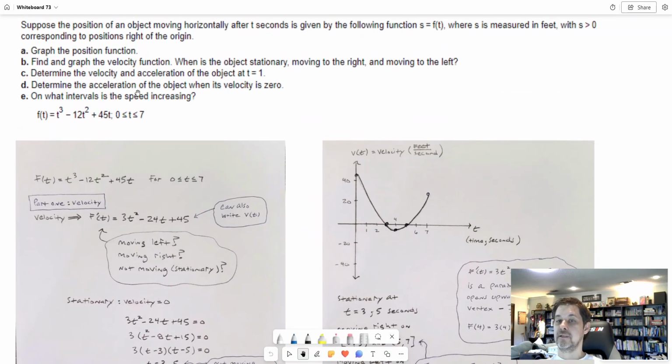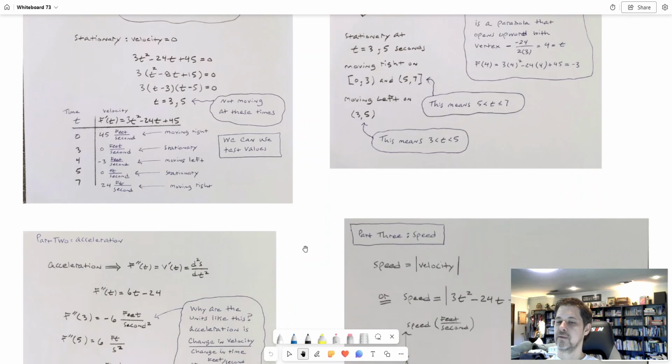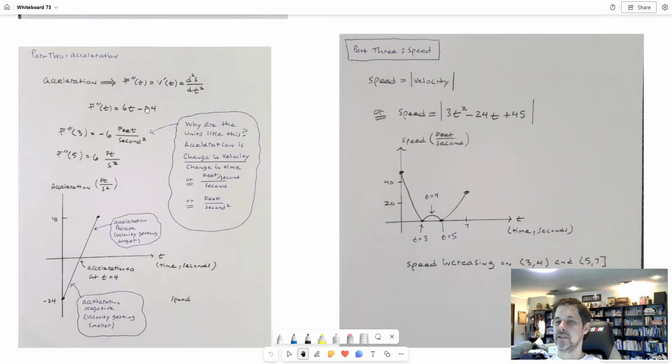What the question asks me is this. Determine the acceleration of the object when its velocity is 0. Okay, so let's see. I know its velocity is 0 at t is 3 and 5. So I will take my acceleration and put 3 and 5 in. And at t equals 3, I get that the acceleration is negative 6 feet per second squared. Those are our units for acceleration. It's distance over time units to the second power. So at t is 3, acceleration is negative 6 feet per second squared, and at t is 5, acceleration is 6 feet per second squared.